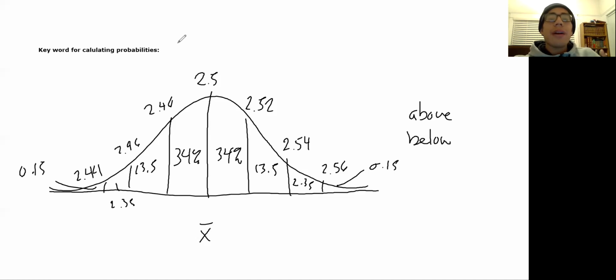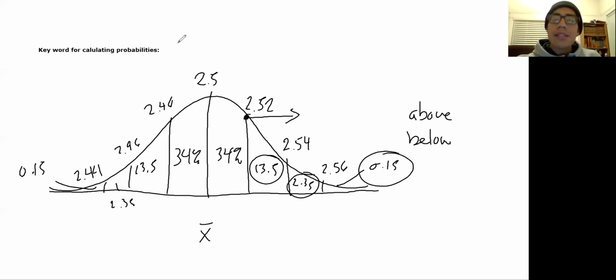So if they ask you for the probability that a penny will be heavier or will be above, I'm going to mark 2.52 because that's what they're asking for. Heavier means that it's going to be bigger, and that means it's going to go to the right. So I'm going to add up all my percentages to the right. To find the probability that a penny will be heavier than 2.52 grams, I'm going to add up all the percentages to the right of 2.52. That means I'm going to add 13.5 plus 2.35 plus 0.15.